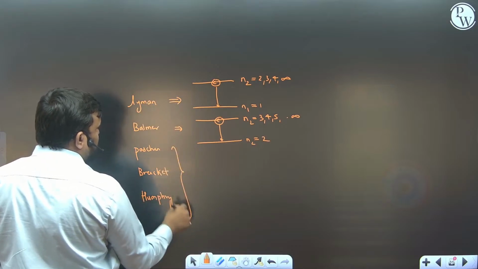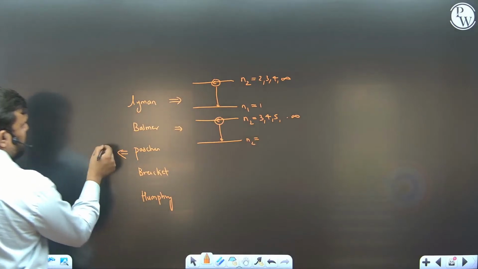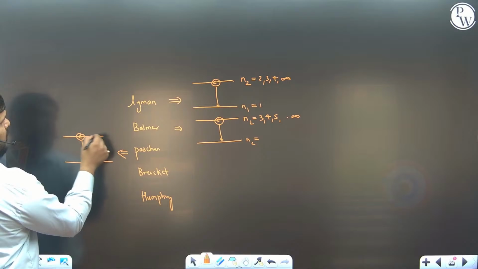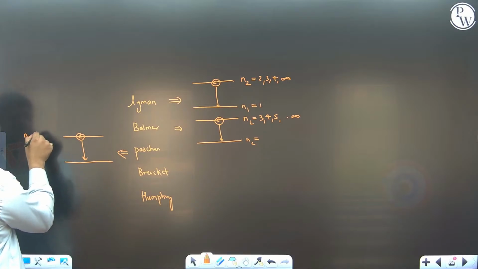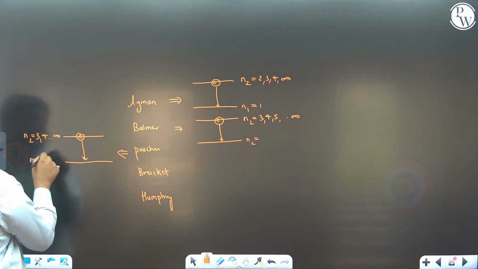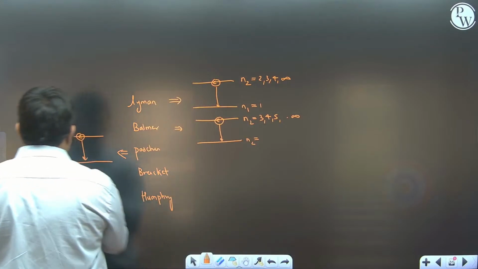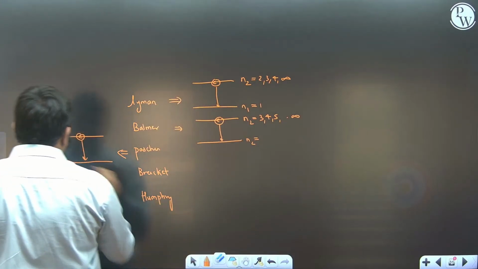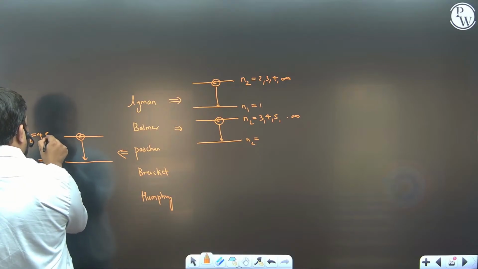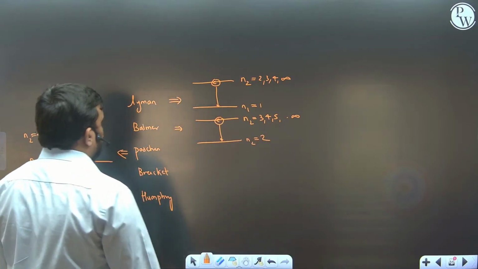And all these three, let us take one by one. In Paschen series, we will be having electron getting de-excited from N2 is equal to 4, 5, up to infinity to N1 is equal to 3. And in Balmer, from 3, 4, 5, dot, dot, infinity up to 2.